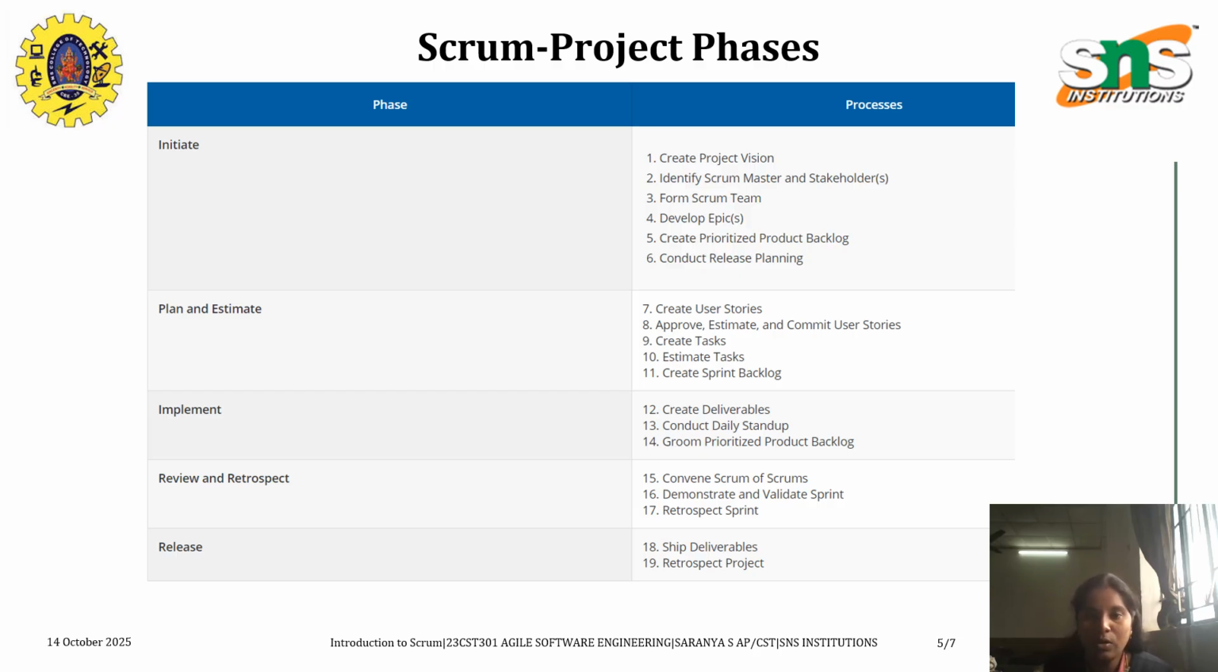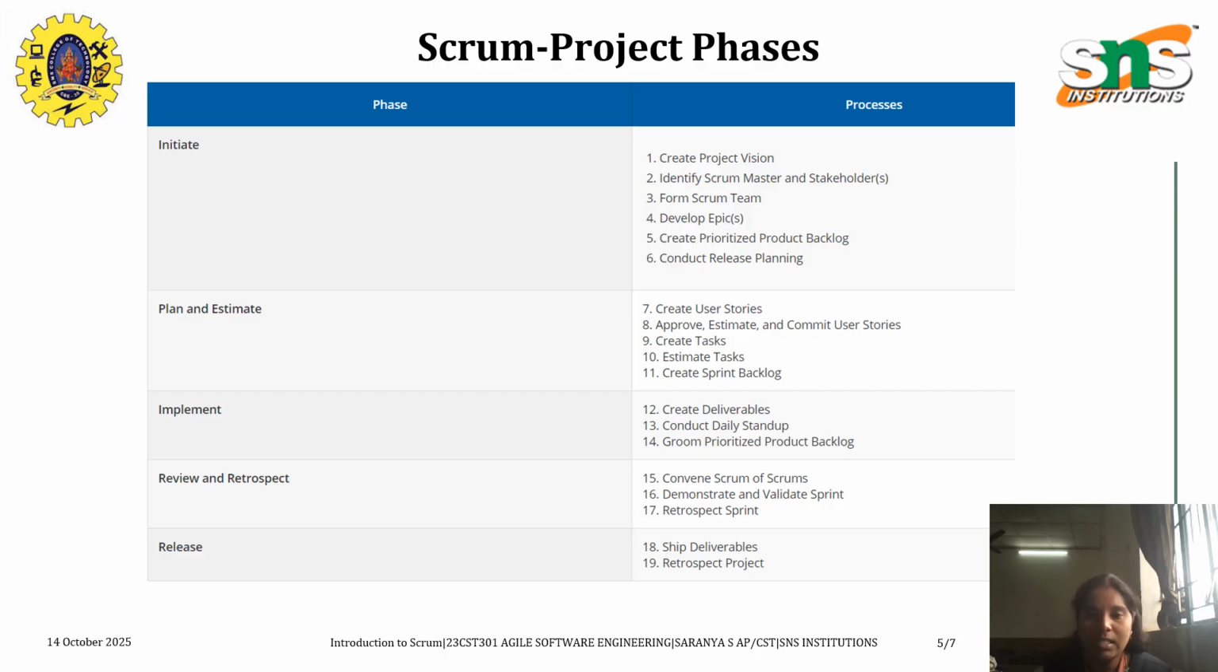The initiate process is how you can create a project, identify the Scrum master and the stakeholders, create the Scrum team and epics, create the product backlog and the sprint backlog, and then conduct release planning. This is the initiation phase of Scrum.